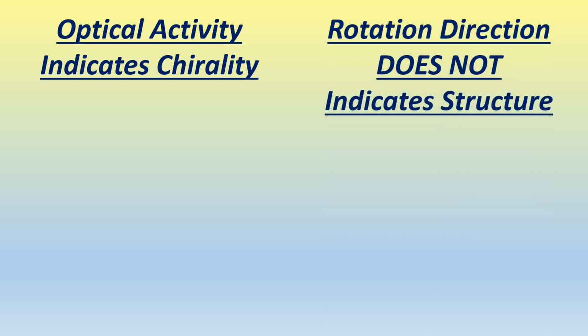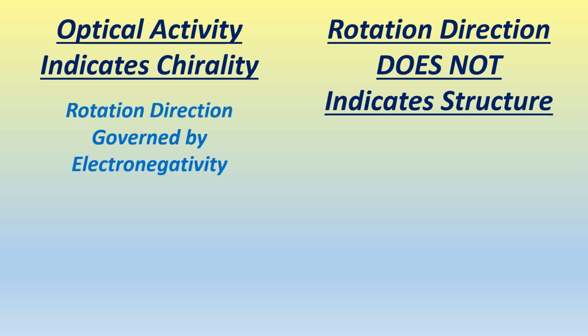So, one can see that optical activity is an indication of chirality. As a matter of fact, the discovery of optical activity, the ability to bend light, is what led to the realization that molecules can be handed, either left-handed or right-handed, and exist in pairs. The direction of the rotation, as you saw in this short video, is governed by differences in electronegativity between the substituent groups.